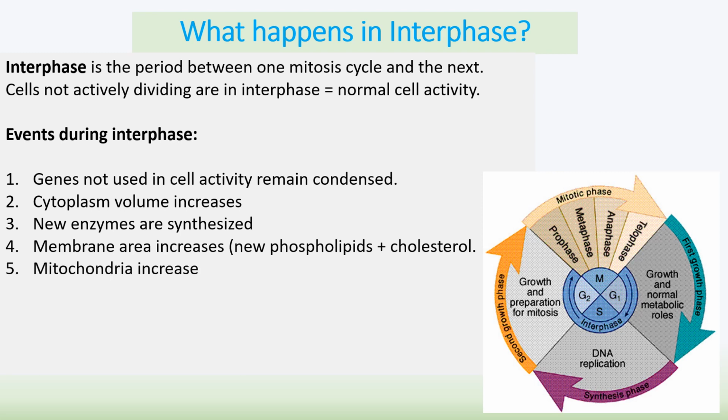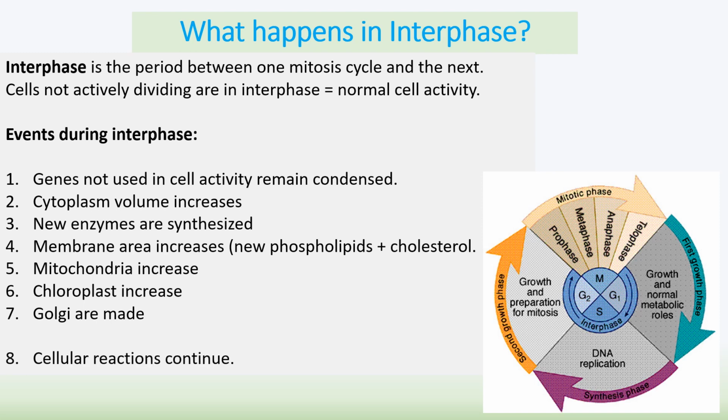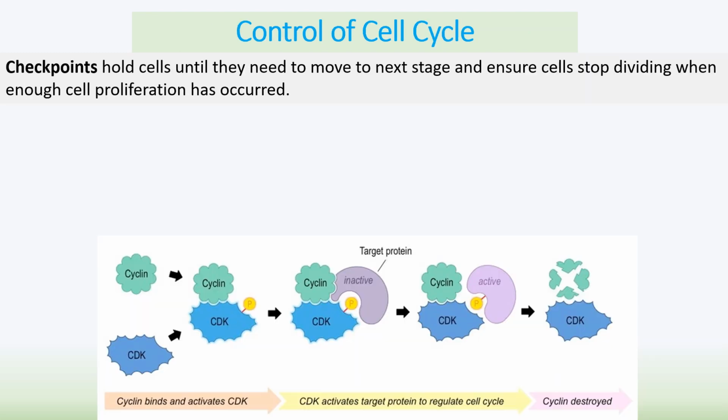The mitochondria numbers increase, and the chloroplast numbers increase in plant cells. More Golgi apparatus are made, and cellular reactions continue as normal. So hopefully, if you think about it logically, these events have to happen because you need more mitochondria, more chloroplasts, more Golgi if you're going to go from one cell to two cells.